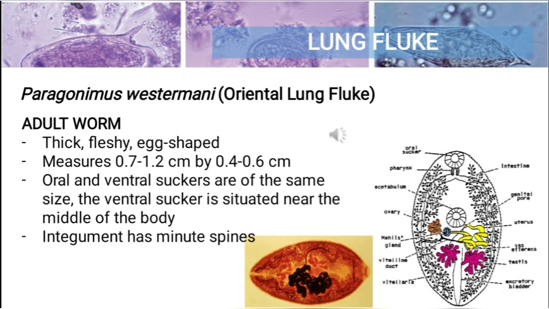It is rounded anteriorly and slightly tapered posteriorly. The tegument is covered with single-spaced spines. The two testes are deeply lobed and are situated opposite each other, almost midway between the ventral sucker and the posterior border of the body.